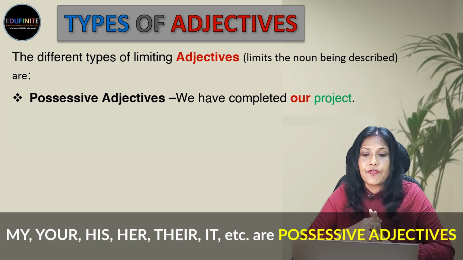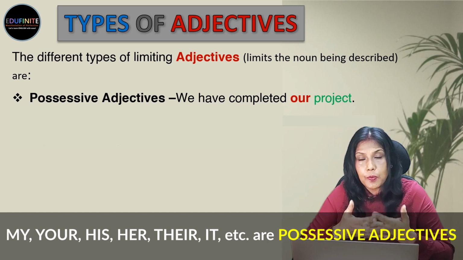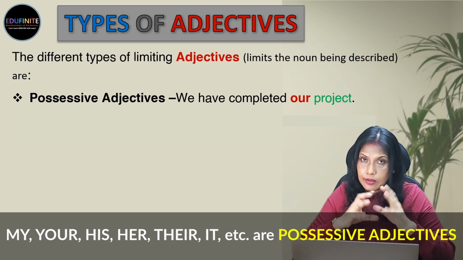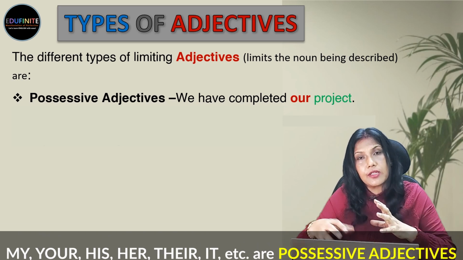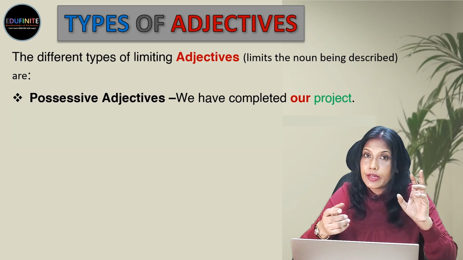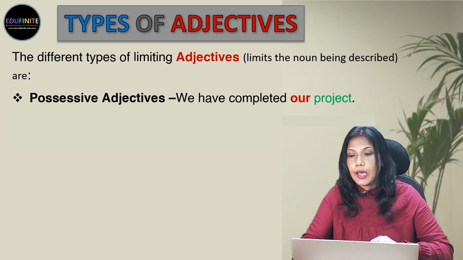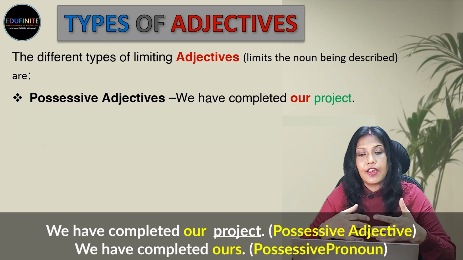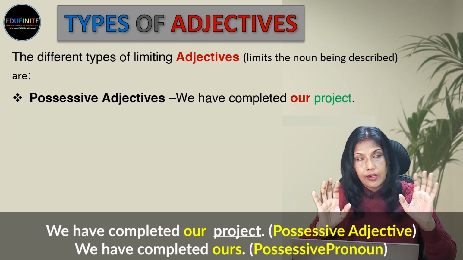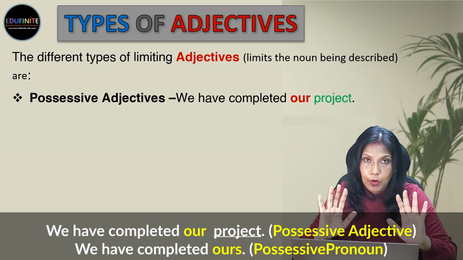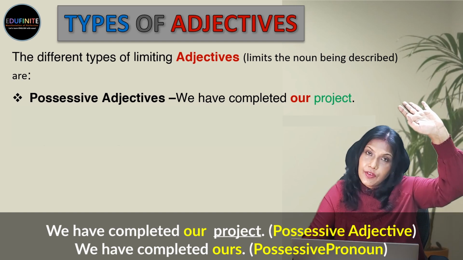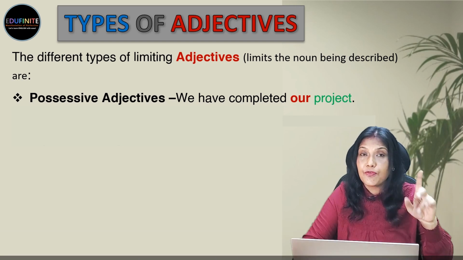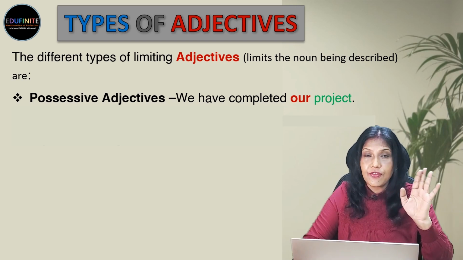So the sentence, we have completed our project. Whose project? Our project. Project is a noun, our is telling us about the project, whose project, our project, so our is the possessive adjective. Again, we have possessive pronouns. If we say we have completed ours, like we all are supposed to complete the project, and we raise a hand and say we have completed ours, then ours becomes the possessive pronoun. It's no more a possessive adjective.